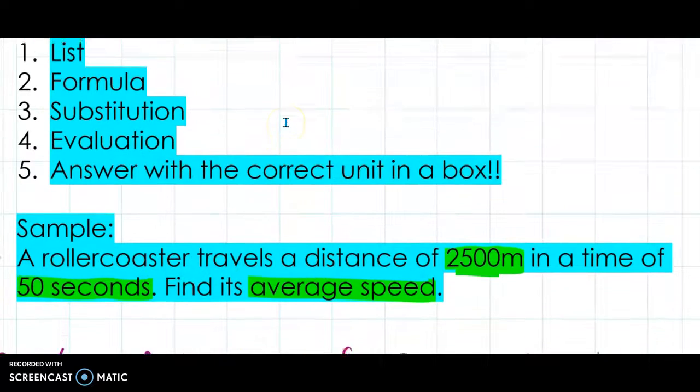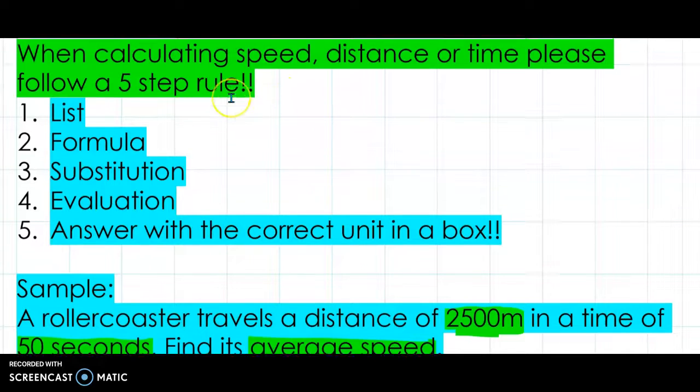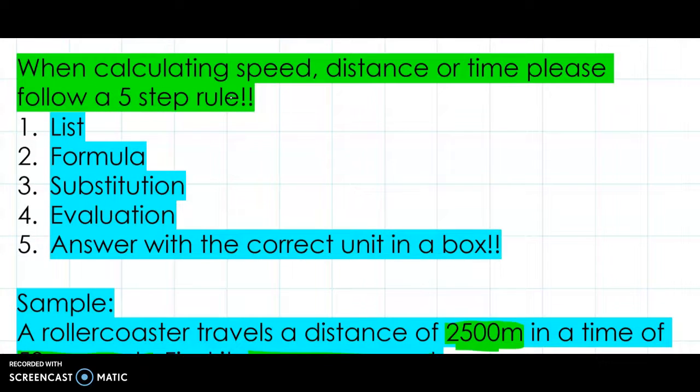So again, the main reason I'm taking the time to do this is so we understand this system. When we do our calculations in science, we must follow a 5-step rule, and that rule goes like this. First, you make a list. Second, you write your formula or your equation. Third, you substitute. Fourth, you evaluate. And 5, you get your answer with the correct unit on it and you draw a little box around it.